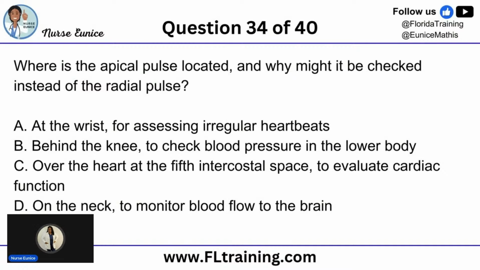Where is the apical pulse located, and why might it be checked instead of the radial pulse? A, at the wrist for assessing irregular heartbeats. B, behind the knee to check blood pressure in the lower body. C, over the heart at the fifth intercostal space to evaluate cardiac function, or D, on the neck to monitor blood flow to the brain.